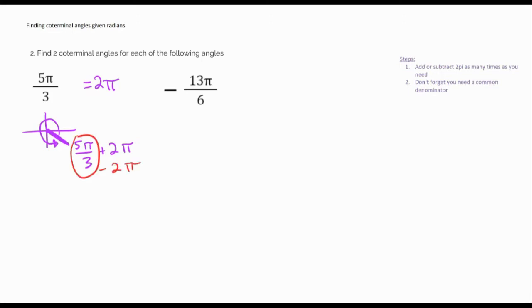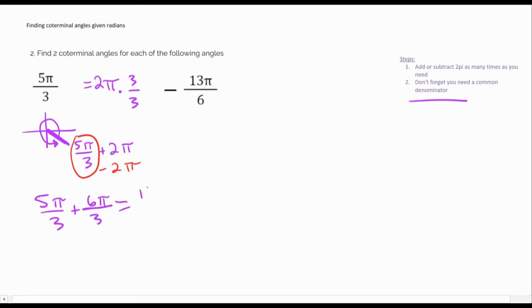Now, an important thing about this, though, is that we need to have common denominators, because we can't just subtract the numerators in this case. So if I'm starting with 5 pi over 3, I'm going to multiply 2 pi by 3 over 3 to get a common denominator. So I'm either going to add or subtract 6 pi over 3.